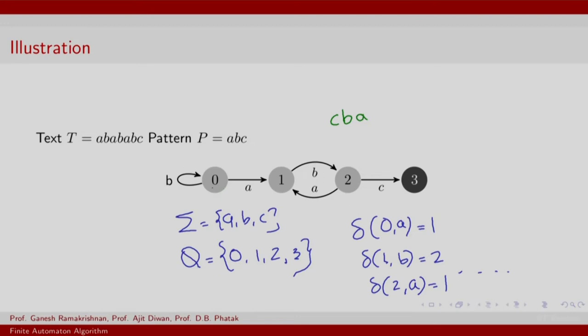So on C, there is nothing you can do here. On B, you keep looping back here. On A, you move to 1, from where you move to 2 on B, and from 2 you move back to 1 on A.